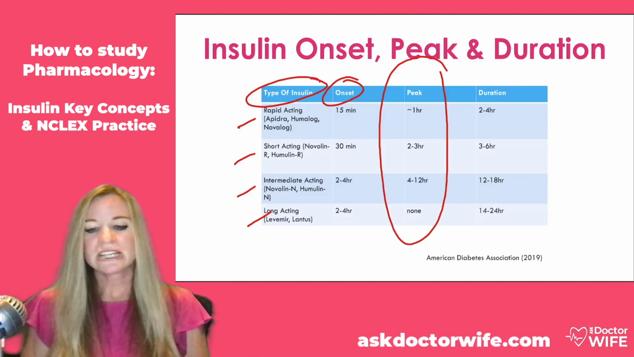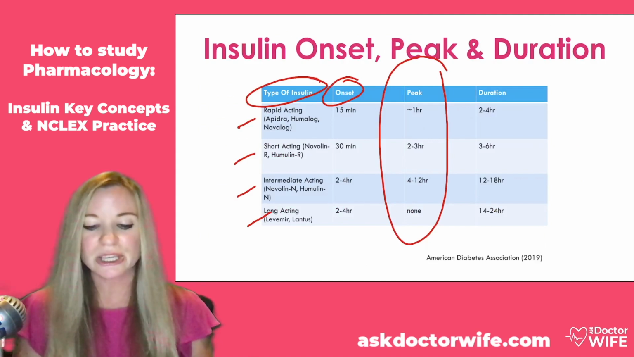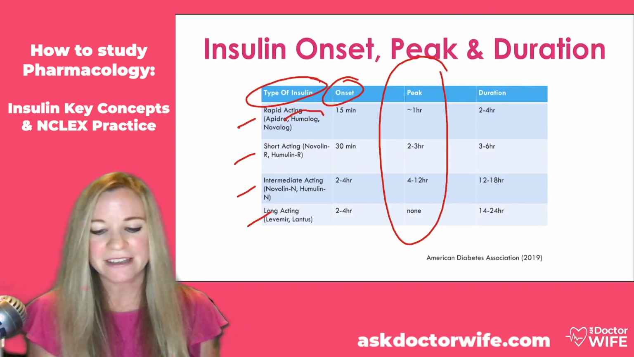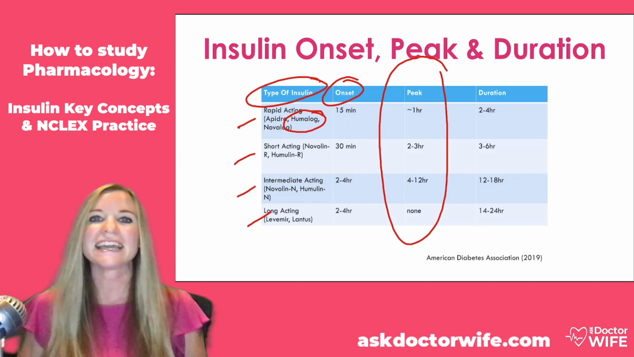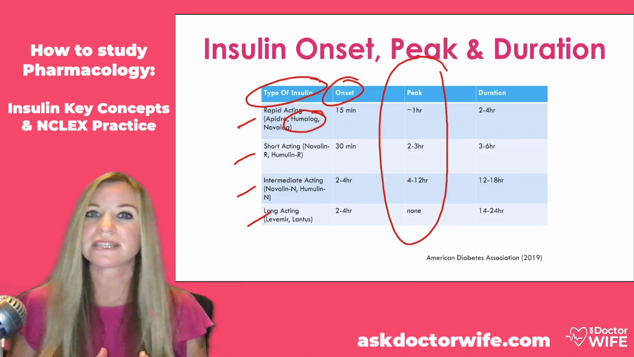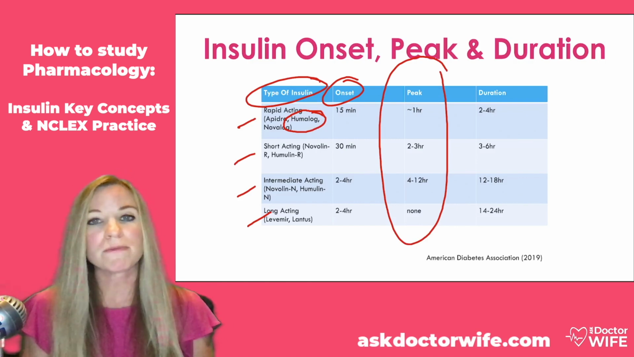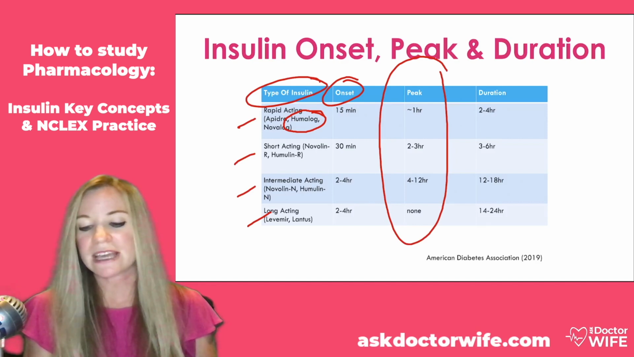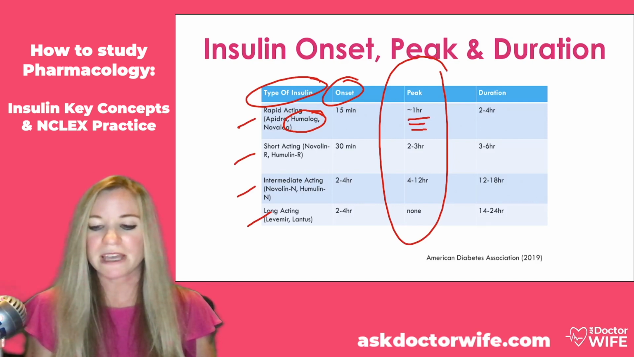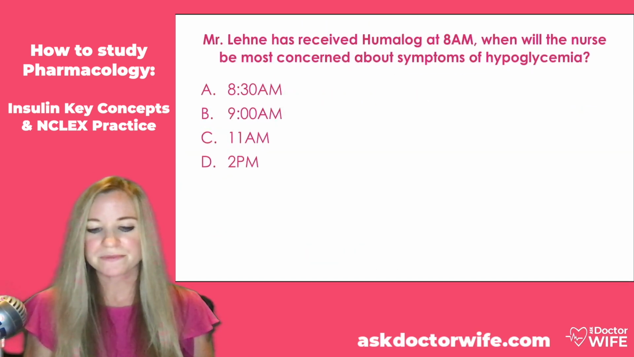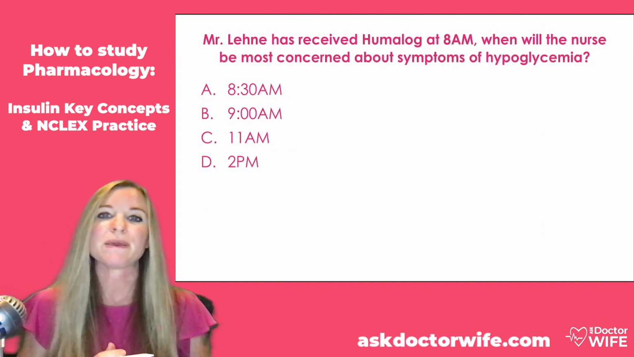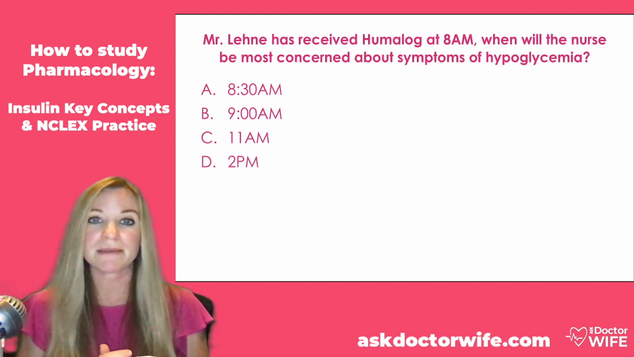Here we go. Okay, so what type of insulin is Humalog? Do you see it? Right here. Humalog is a rapid-acting insulin. So, a rapid-acting insulin, we need to know when is he most likely to have symptoms of hypoglycemia. Remember, that is the peak. So, looking at the peak level here, about 1 hour. So, let's see if we can now answer that question. If he's received Humalog at 8 a.m., when will the nurse be most concerned about symptoms of hypoglycemia?